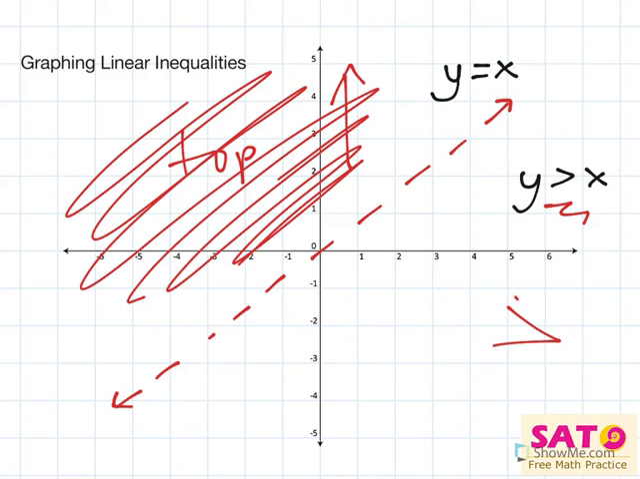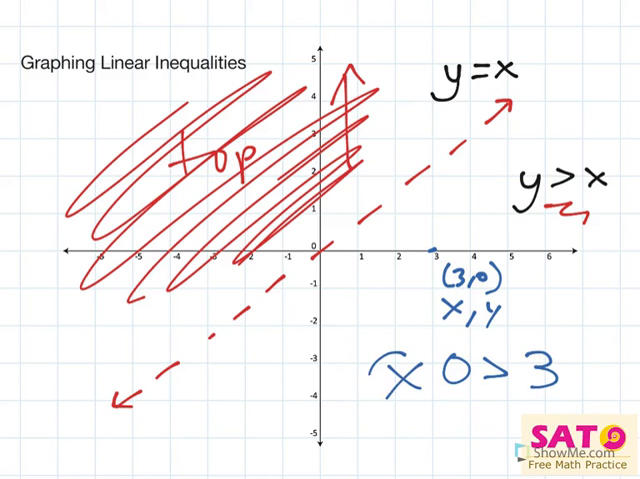Another way to check it is to plug in a point. Let's say we picked 3, 0. We substitute x and y, so we would get 0 is greater than 3. And we know logically that's not true, which means this point cannot be a solution. Which is another way of saying that everything up here is a solution, because it checks in to be true.